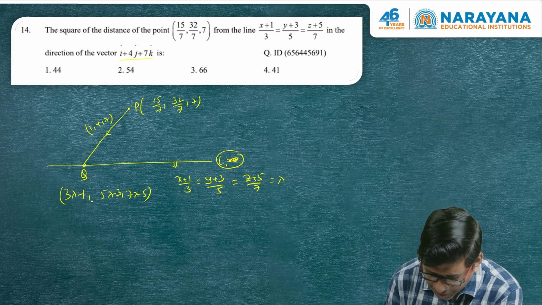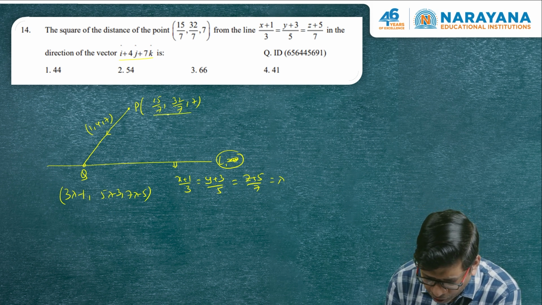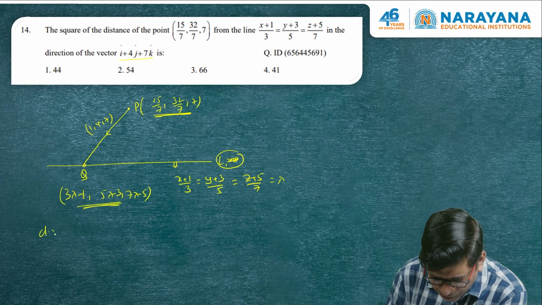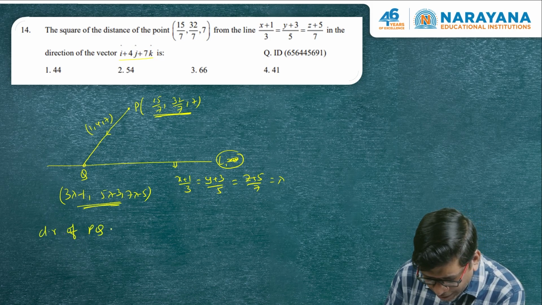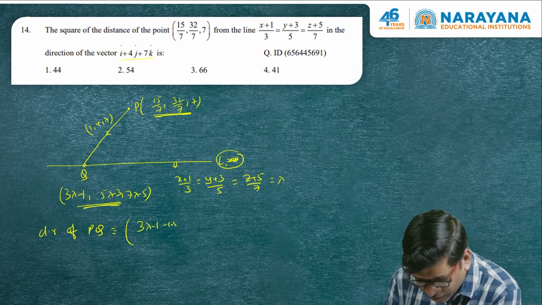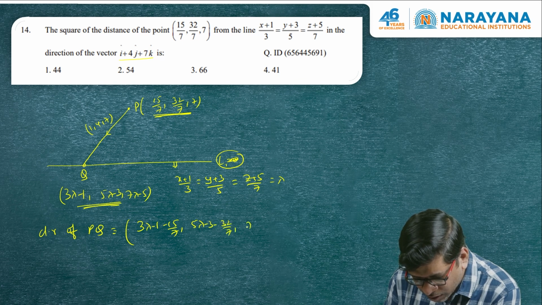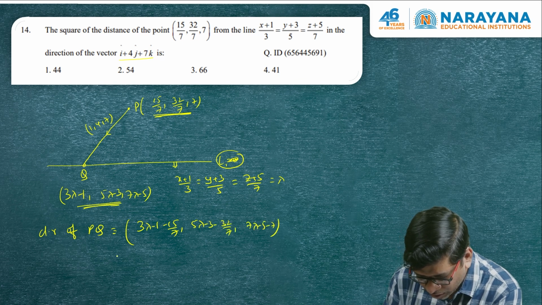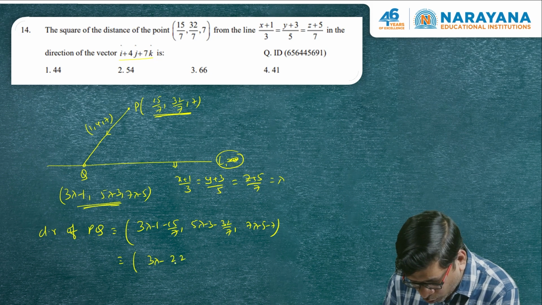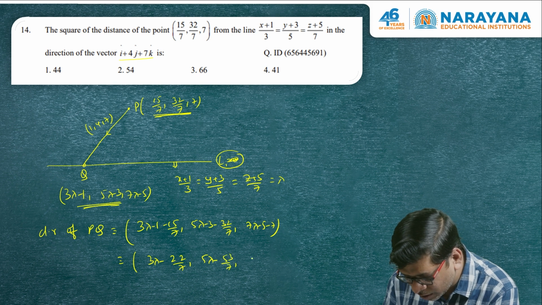Now if we talk about the direction ratio of the line joining 2 points, this is one point on the line PQ, this is the second point on the line PQ. So we can find the DRs of PQ. The direction ratio of a line joining 2 points is the difference of coordinates. So 3 lambda minus 1 minus 15 by 7, 5 lambda minus 3 minus 32 by 7, 7 lambda minus 5 minus 7, which is the same as 3 lambda minus 22 by 7, 5 lambda minus 53 by 7, 7 lambda minus 12.